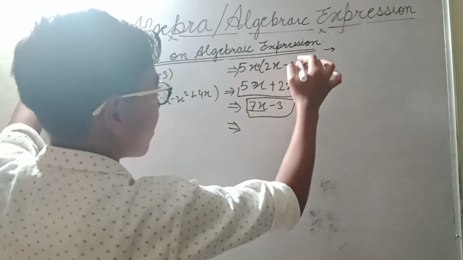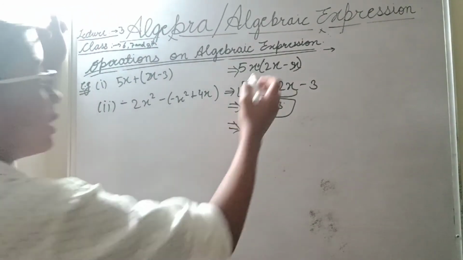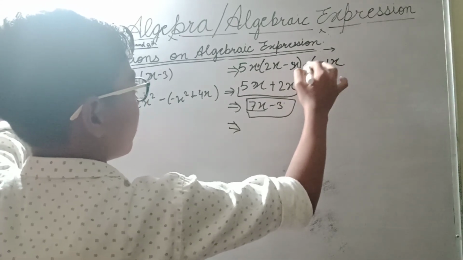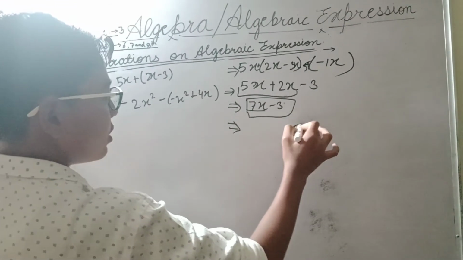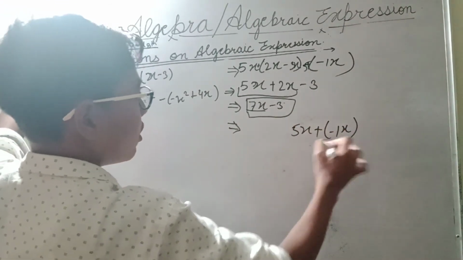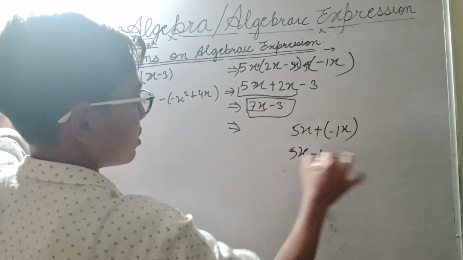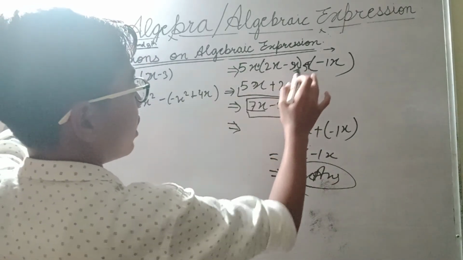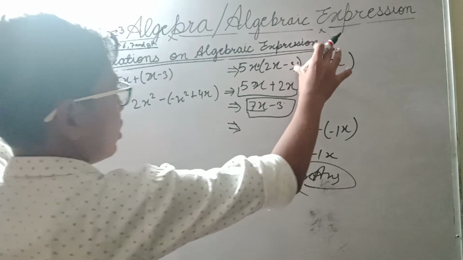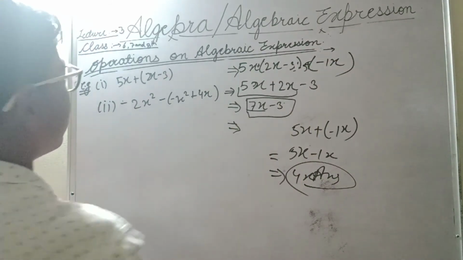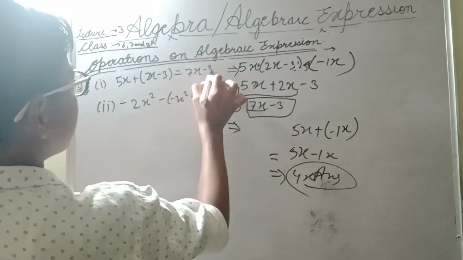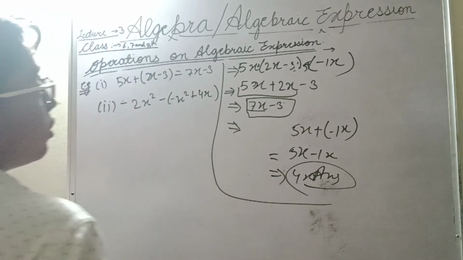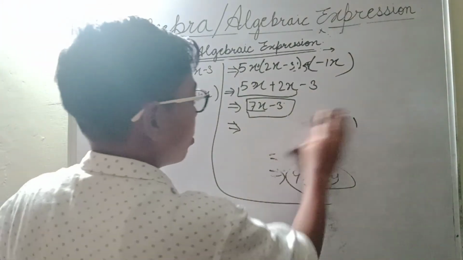If there were x here, what would happen? 2x minus 3x equals minus 1x, and plus 5x, yes or no, yes. Plus 5x plus minus 1x gives 4x. This is the answer. But there is only 3, not 3x, so we get the answer 7x minus 3. This is the solution of question number first.